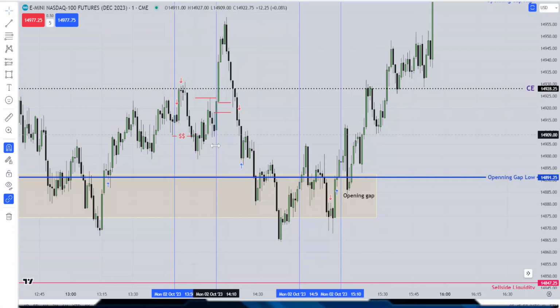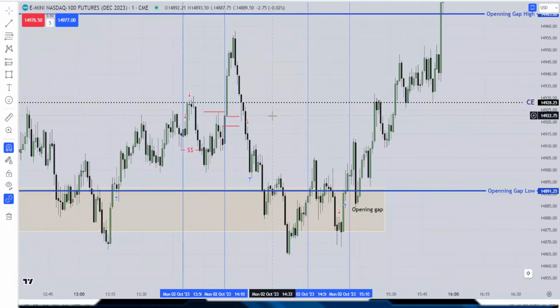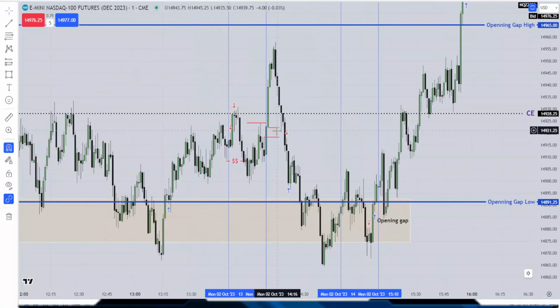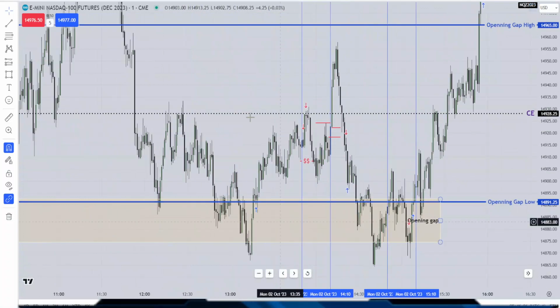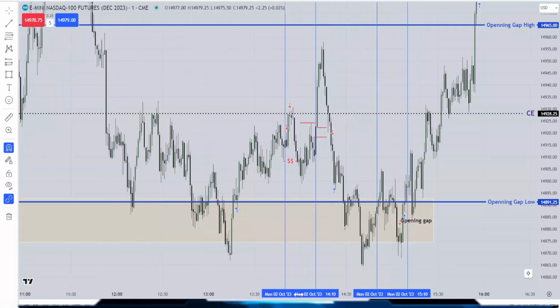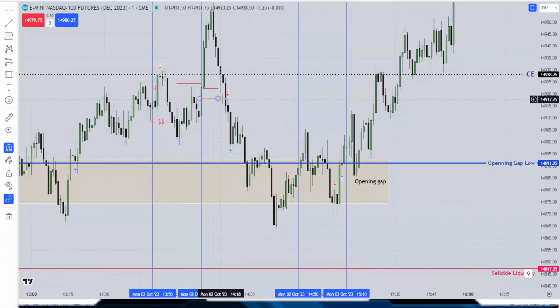After the immediate macro, it took too long to come to this fair value gap, and in the meantime it had cleared all of this buy side liquidity, all of this buy side liquidity. So it didn't give me any confidence to take entry after so long, after the macro. Okay, so I didn't have any entry over there.